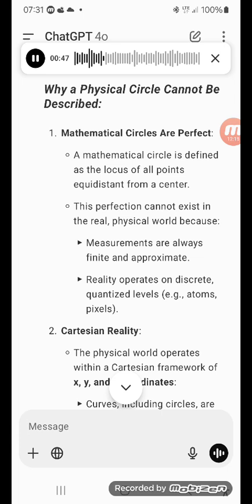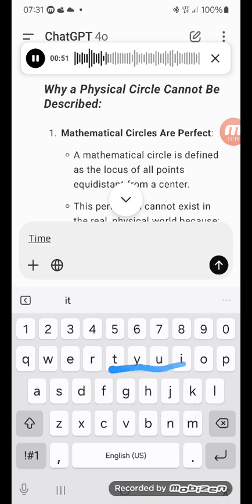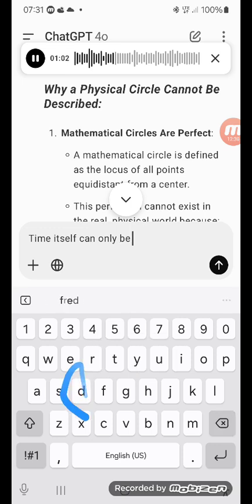2. Cartesian reality. The physical world operates within a Cartesian framework of x, y, and z coordinates. Curves, including circles, are approximated by straight line segments. A circle in the real world is always a discretized approximation. Even when visualized or constructed, circles are subject to the limits of measurement, resolution, and material imperfections.